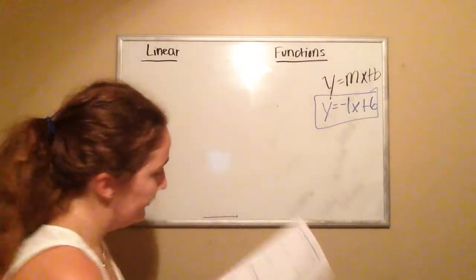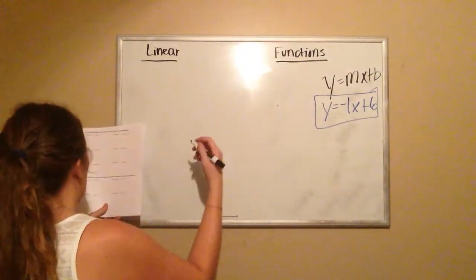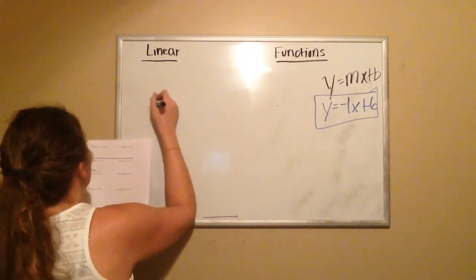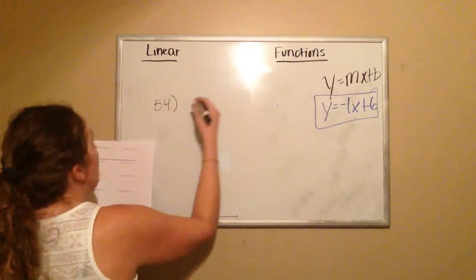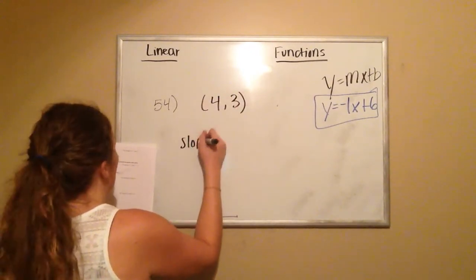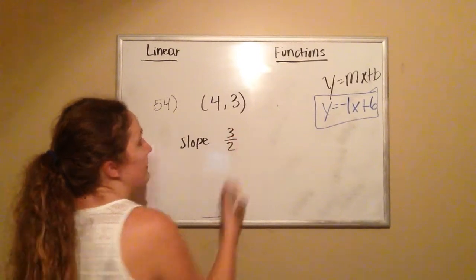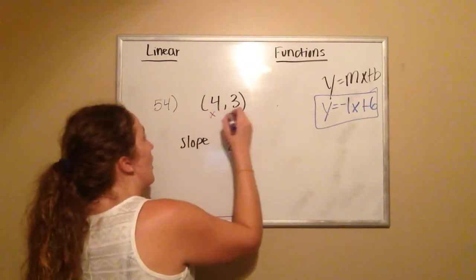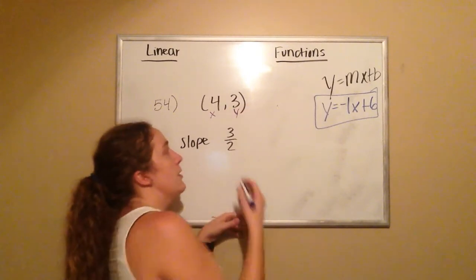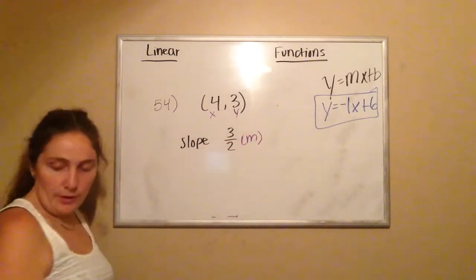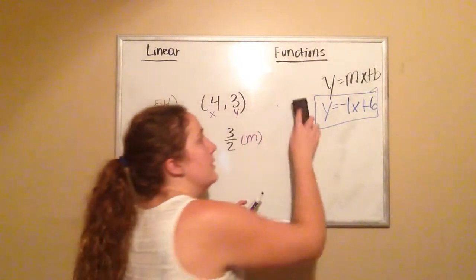Okay, here we go. I'm going to do 54. So we got the point (4, 3), and we got the slope 3 over 2. If we look at what we know, our x, our y, and we also know our slope, which is our m.